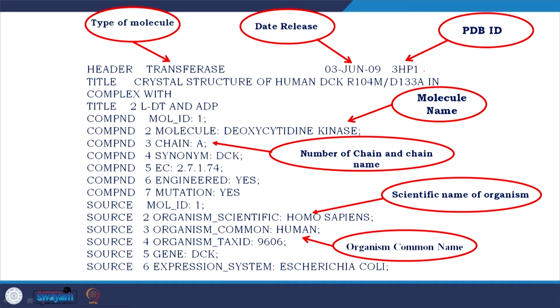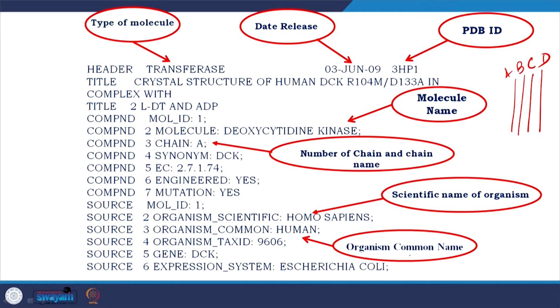The PDB ID I talked about. The title talks about the title of the crystal structure. Then the chain: it is the number of chains and chain names. This will tell how many polymers there are, 4 polymers, chains A, B, C, D, like that. Then the scientific name of the organism from where the protein is coming. Deoxycytidine kinase, the human protein.